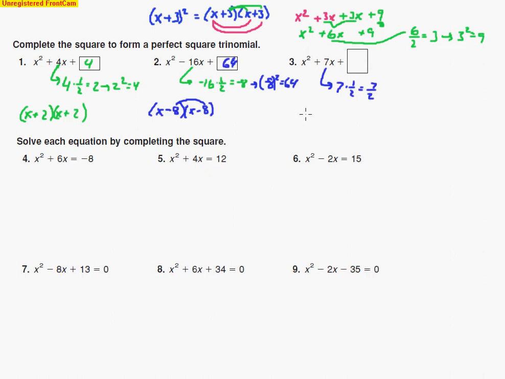So basically what this would look like, if I went ahead and wrote it out, is x plus 7/2 and x plus 7/2. So when you multiply those last terms, you're basically squaring that number. You're taking 7/2 and squaring it, and that gives us 49/4. That's the number that goes as the last term in that trinomial.